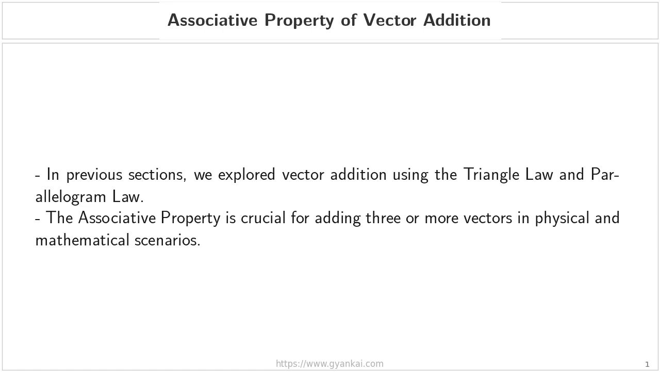However, in the real world, whether you are calculating the total displacement of a moving object or analyzing complex forces in physics, you will often encounter situations involving 3, 4, or even more vectors acting simultaneously. This is where the associative property becomes essential. It provides us with the mathematical framework to group and add multiple vectors efficiently, and over the next few slides, I will show you exactly how this property works and why it is so powerful.